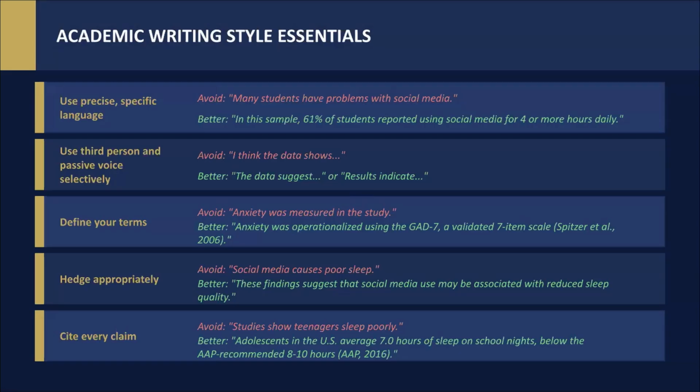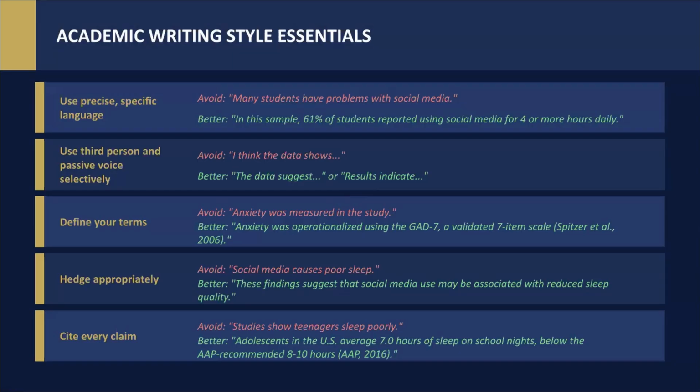Use precise, specific language. Avoid saying things like, many students have problems with social media. A better thing you could say is, in this sample, 61% of students reported using social media for 4 or more hours daily. And then use third person and passive voice selectively.